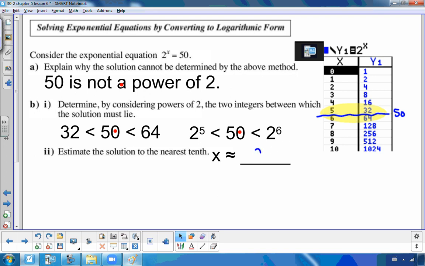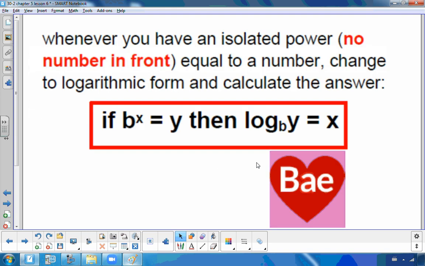Sorry, let's try that again. I don't know, let's say 5.7. This is a little guess, okay? So that's just giving me an estimate. If I want to figure out a better way of doing that, I need to switch to log form. So this is where logs come in handy.